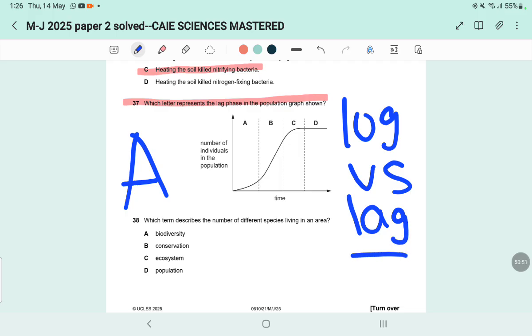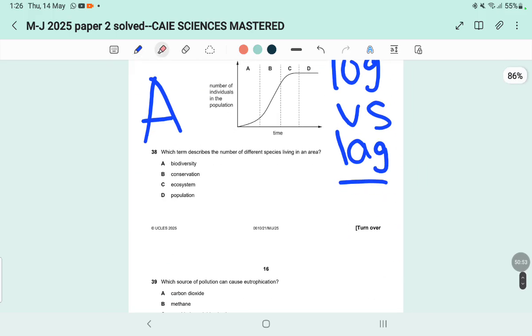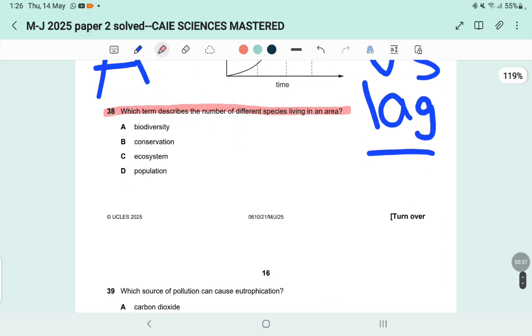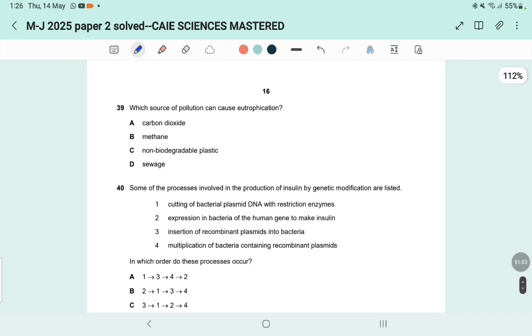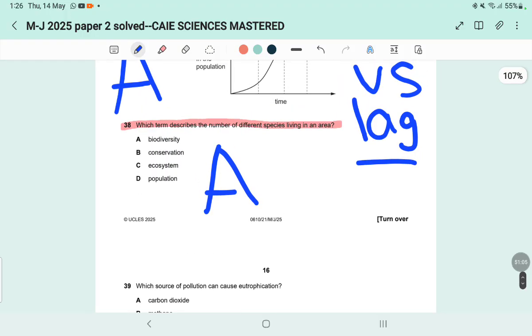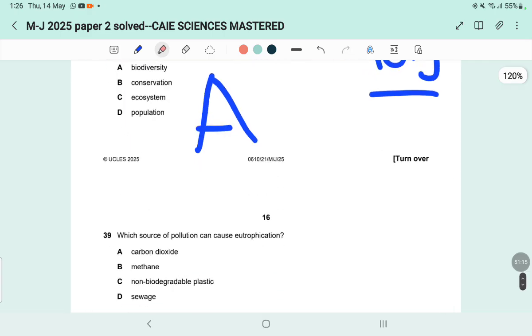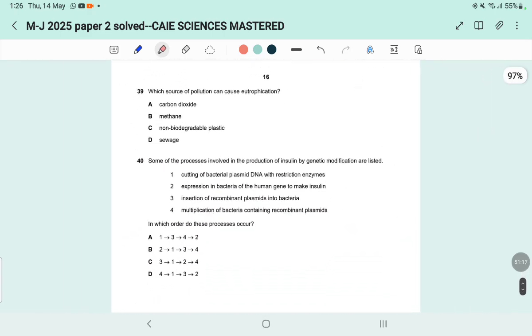Okay. Here, which term describes the number of different species living in an area? Number of different species living in an area, obviously it's biodiversity, and it's a definition that you need to memorize. It's not an option not to memorize. Okay, let us define the others. You will tell me, what is an ecosystem? Well, an ecosystem is a self-contained unit containing biotic and abiotic factors interacting together. So of course it is not C.